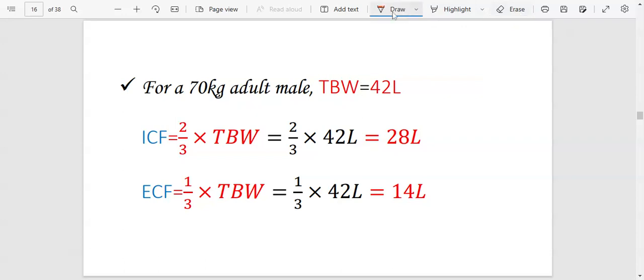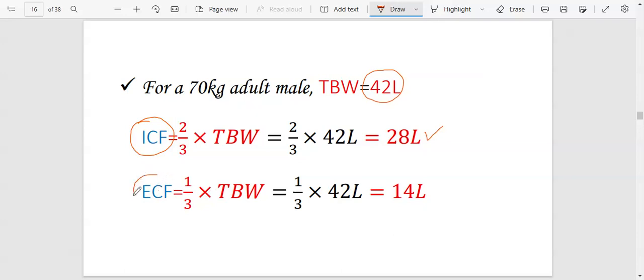Now, ICF, most of the water is found within the cells, and that is actually 2/3 of total body water, right? So 2/3 of the water is found within the cell. So what you are going to do is find the volume of water found within the cell. That is 2 out of 3 of total body water. And you know that total body water is 42 liters. So that is going to be 2 out of 3 of 42 liters. So I'm going to find that 28 liters of the water is within the cells.